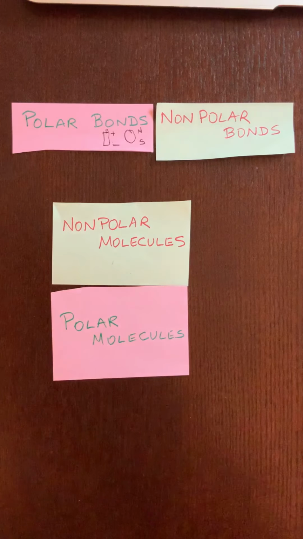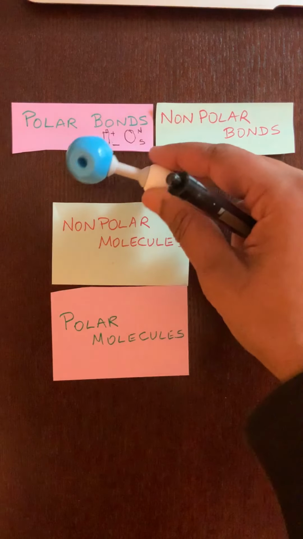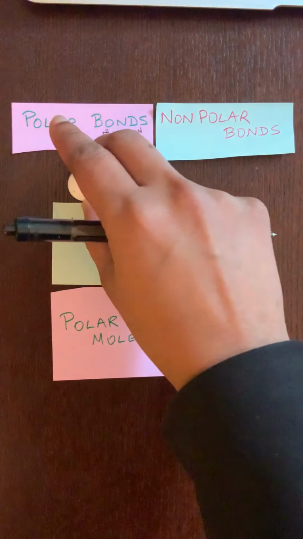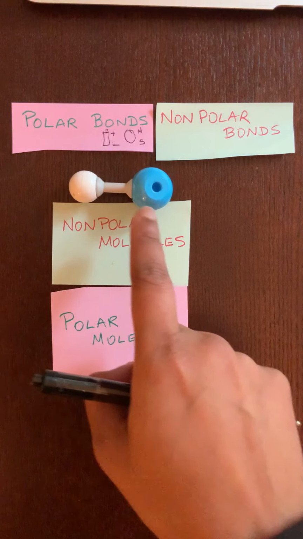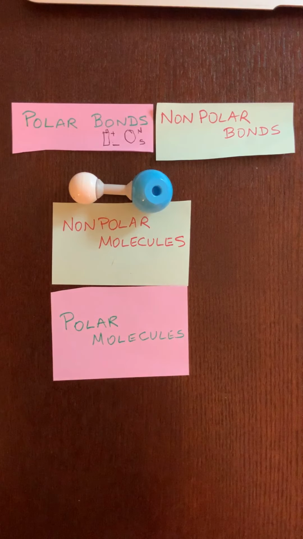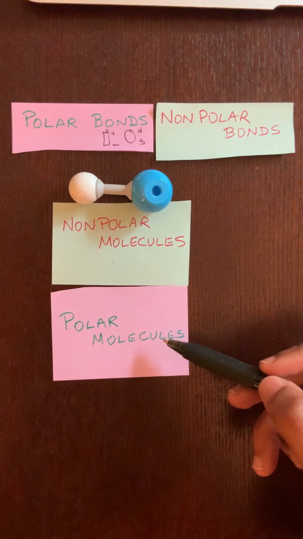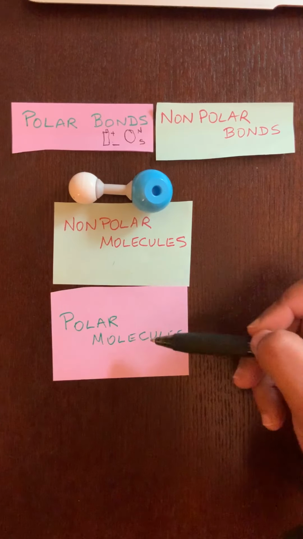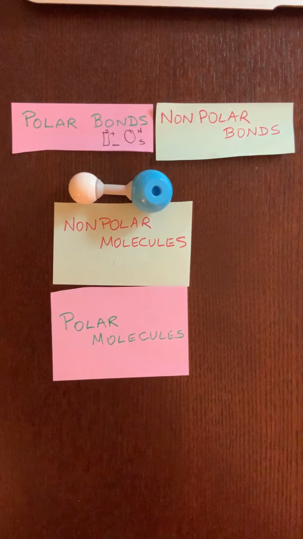Now that's with bonds, and those are easy to look at because when we look at bonds, we just have to look at which of our atoms has a greater likelihood of attracting electrons. That's what's going to be negative, and the other is going to be positive. It's easy with bonds. What do we mean about molecules? What do we mean when we're saying nonpolar molecules or polar molecules?